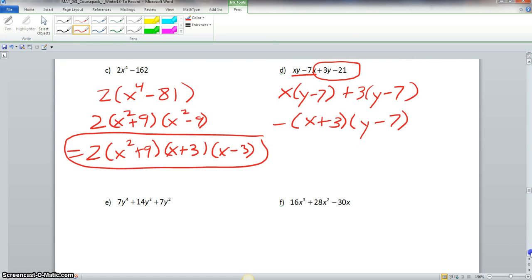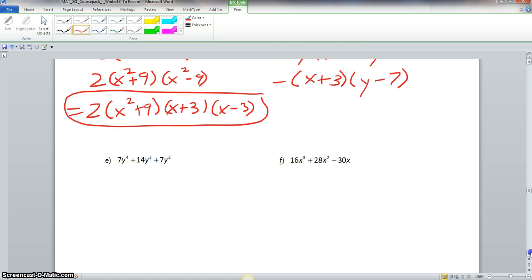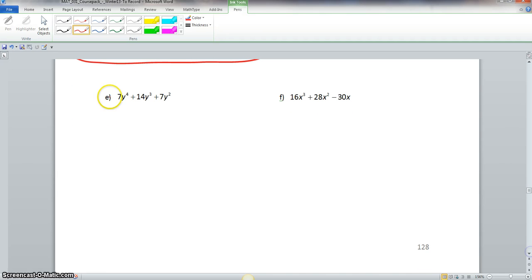Now we scroll down here to E. Now we have 7y to the 4th plus 14y cubed plus 7y squared. We could factor out a 7y squared, and that will give us y squared plus 2y plus 1. Now, we look here, we cannot factor anything else inside this parenthesis.